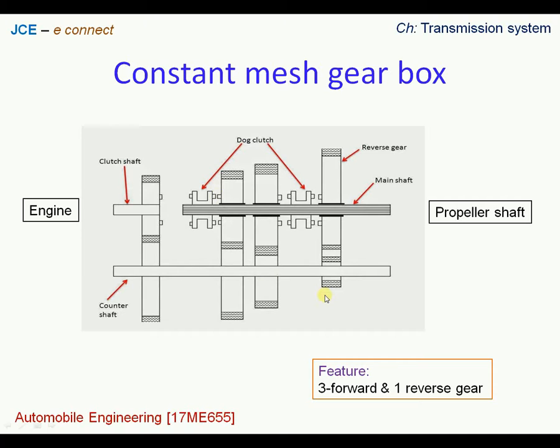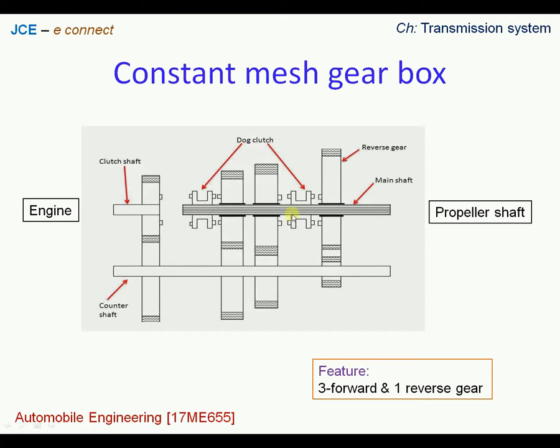Now let us look at the working process. Let us start with first the neutral gear. In the neutral gear, the clutch dogs are not in mesh with any of the gear wheels on the main shaft. Thereby we see that the power that is transmitted to the clutch shaft will be transmitted to the lay shaft, and from the lay shaft the power is again transmitted to the gear wheels which are mounted on the main shaft.